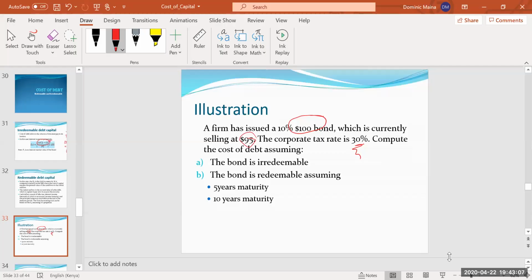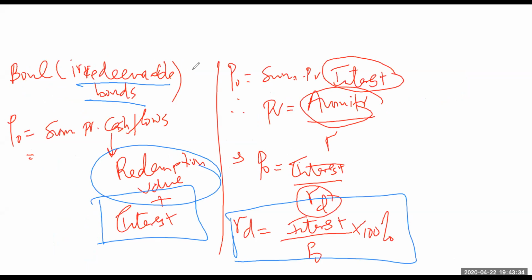The next question is, what if they're redeemable? Now what if this bond is redeemable? How do you get the cost of the same bond if it is redeemable? Let me go back to my board. If the bond is redeemable, don't forget now the return you'll be receiving. If I go back to my previous notes here, now this bond is redeemable.